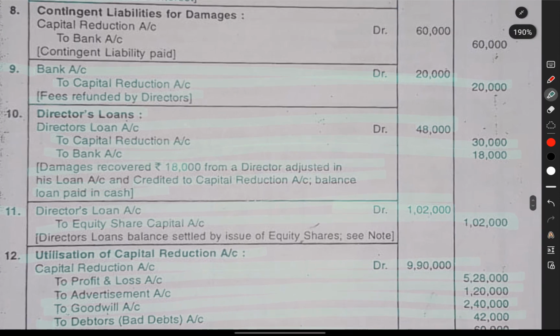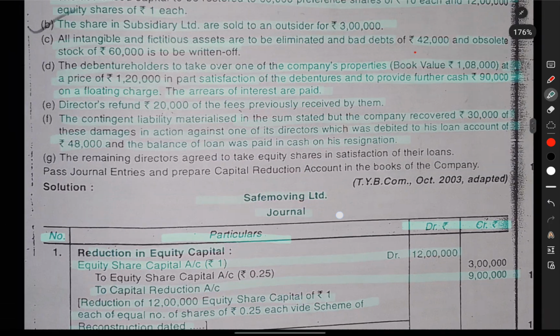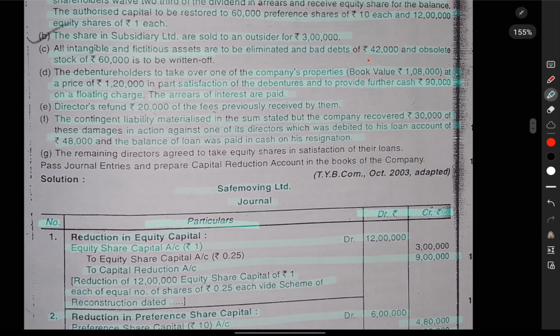So the narration will be director loans balance settled by issue of equity shares. Next, the remaining directors agree to take over equity shares in satisfaction of their loans. Yes, we already did this adjustment.